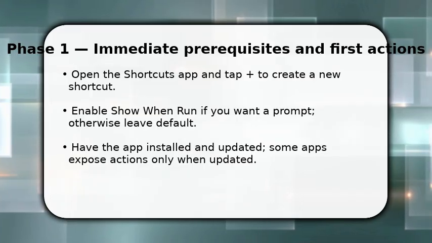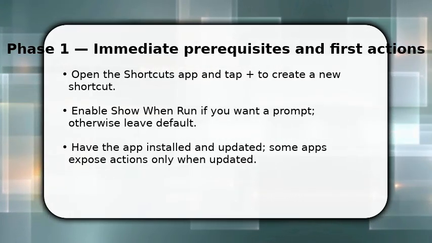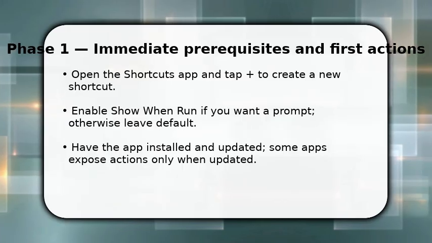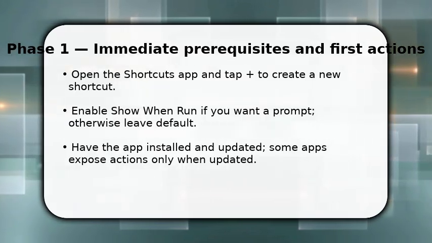Once the blank shortcut appears, tap Add Action and search the app name. You'll see app-specific actions or the generic Open App action. Make sure to pick the correct app entry. That choice determines how the shortcut will run.